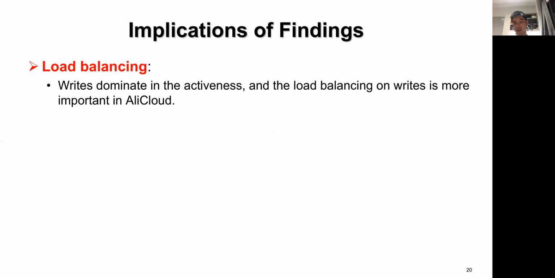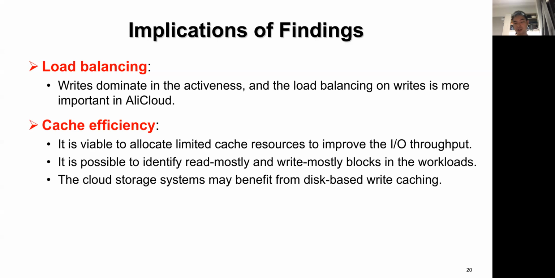After talking about the findings, there are some examples of implications. For load balancing, we find that writes dominate in the activeness. Therefore, we should focus on optimizing the writes in Ali Cloud when performing load balancing. For cache efficiency, we find that it is viable to allocate limited cache resources to improve the I/O throughput. It is also viable to identify the read-mostly and write-mostly blocks. Disk-based read caching and write caching can absorb the writes, which can also help the cloud storage systems to improve the endurance of underlying flash devices.